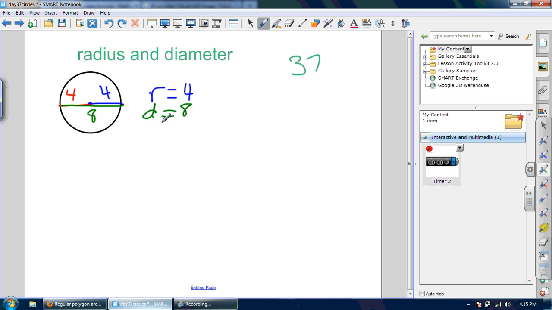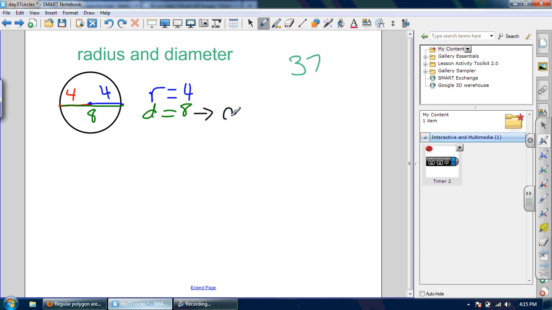So that's good, because now we can see radius and diameter, how they're related. Now I want to do it using just the symbols, because this only works for this one circle. We say 4 and 8. I want to do this for any circle. So what we have to look at is how radius and diameter are related. So let's start with diameter.